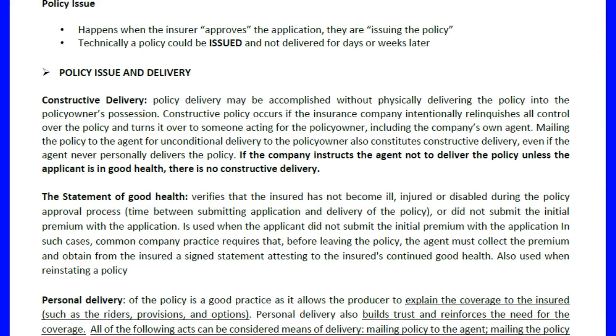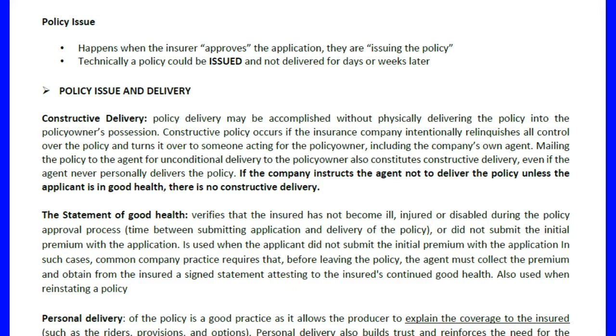Let me go back to this one. This one's important. Policy issue happens when the insurer approves the application. They are issuing the policy. So when the policy is issued, it means that the insurer approves the application. Technically, a policy could be issued and not delivered for days or weeks later. So you can approve, but not deliver.